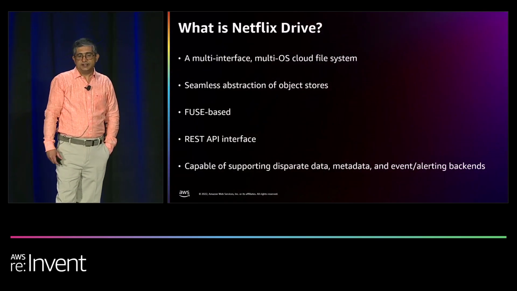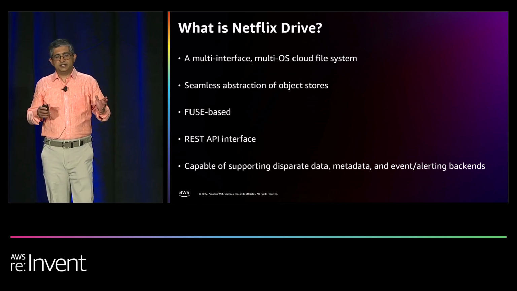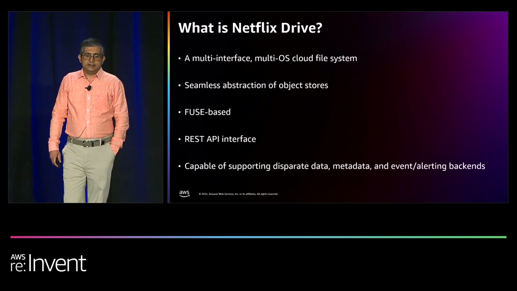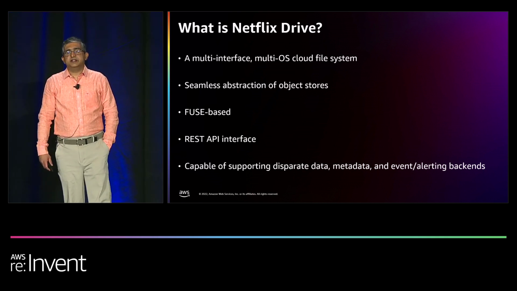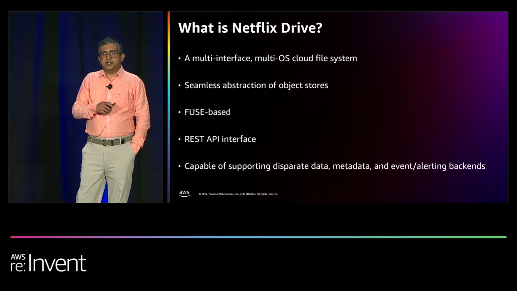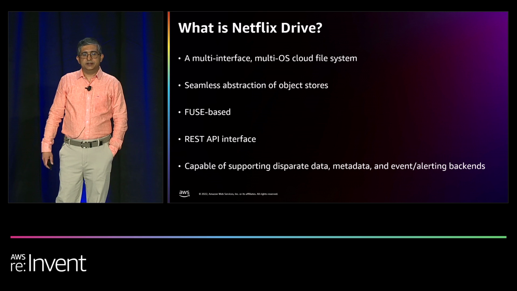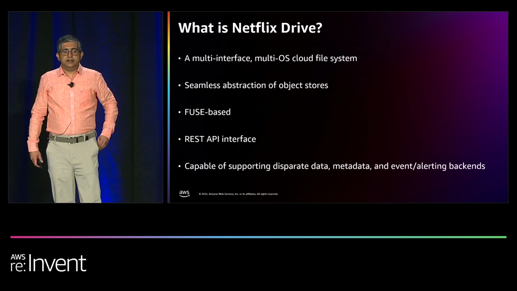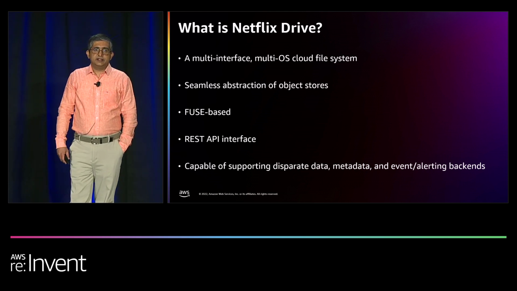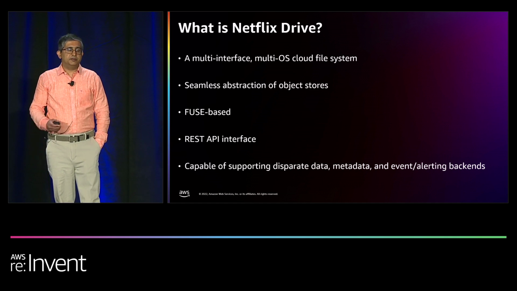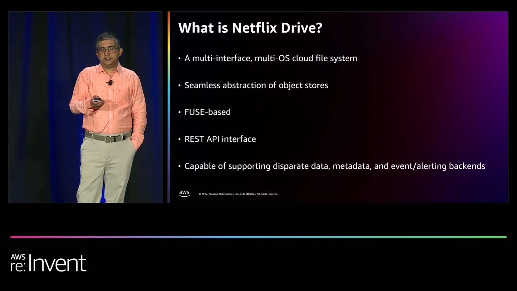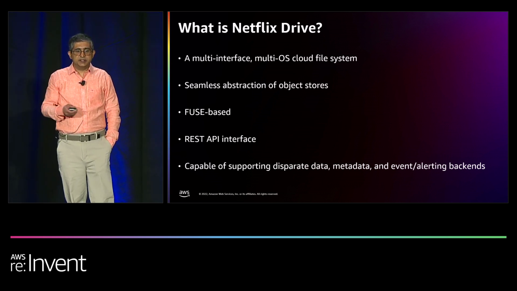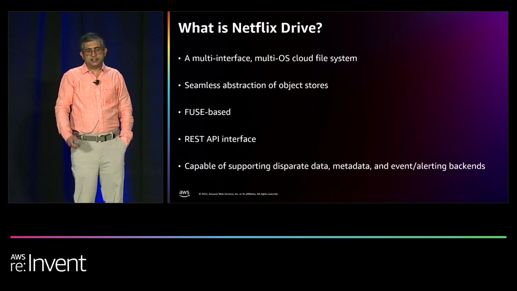What's Netflix Drive? We'll cover the what and the why, and then the how, and then we'll get to the case studies. It's a multi-OS and a multi-interface cloud file system. I'll get to the multi-interface part in the subsequent slides. Multi-OS means we support Linux and Mac OS and also Windows. It's supposed to be a seamless abstraction for object stores. I've called that out here because it's relevant to the case studies, but it need not be just object stores. It can be an abstraction to any kind of stores. And I'll get to some of those details in the subsequent slides.